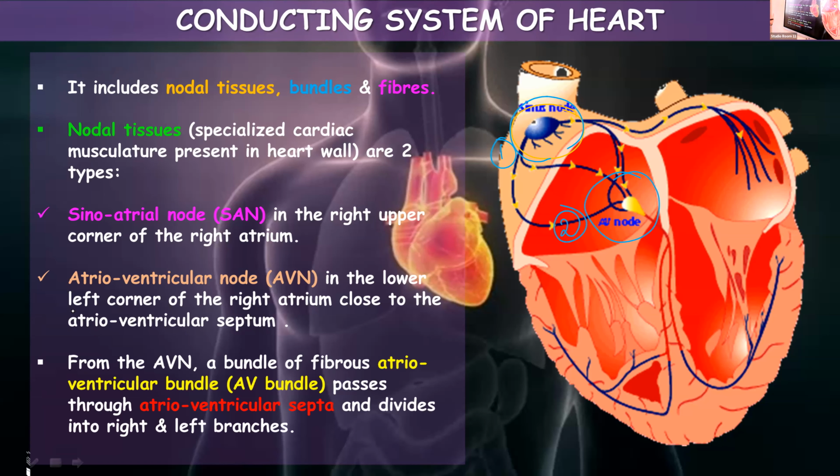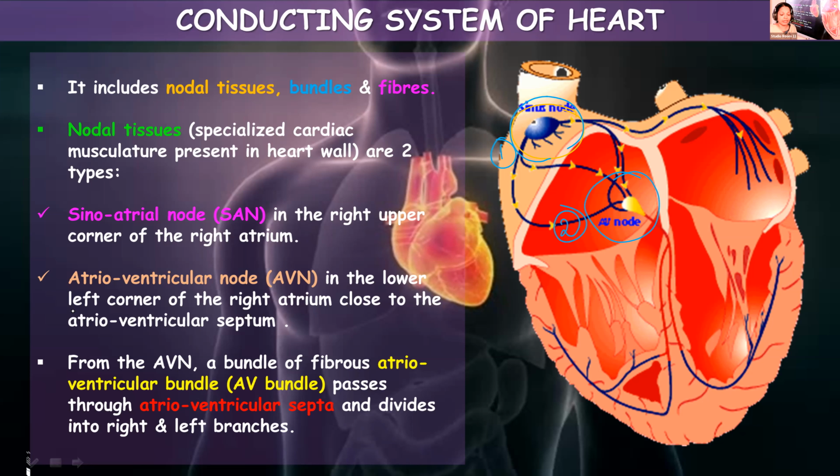From the AVN, the atrioventricular node, you should be familiar with the abbreviations also. AVN, that is atrioventricular node. Arising from there, a bundle of fibers is the atrioventricular bundle, abbreviated as AV bundle. Don't get confused between AVN and AV bundle.